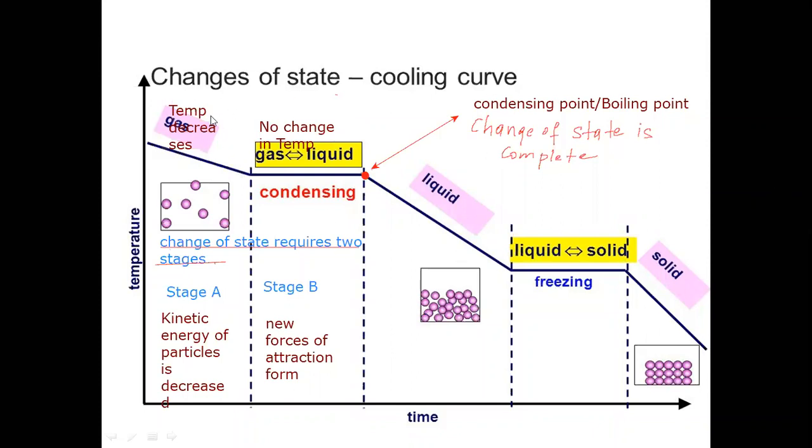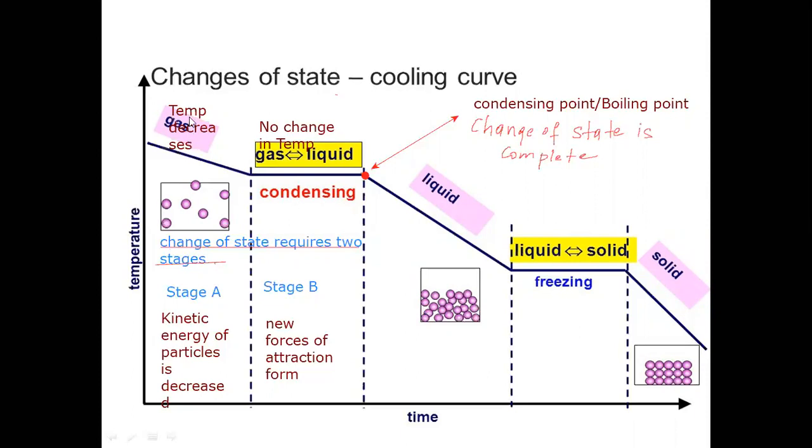The key thing I want you to get from this is that whenever you want to change state, whether you're changing from a gas to a liquid, there are two stages that must occur. So change of state requires two stages. In stage A of the process, what you do first is decrease the kinetic energy of your particles. So if you're at the gaseous state in which your particles have high kinetic energy and you're hoping to become a liquid, then you must go through stage A where you drop the kinetic energy of your particles. As you drop the kinetic energy, you will notice that the graph slopes downwards because the temperature is decreasing.